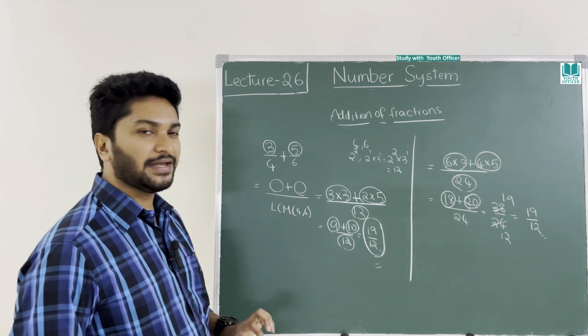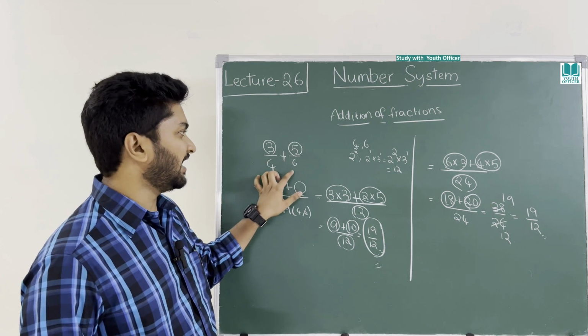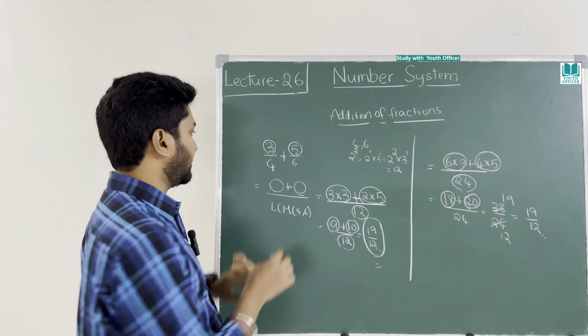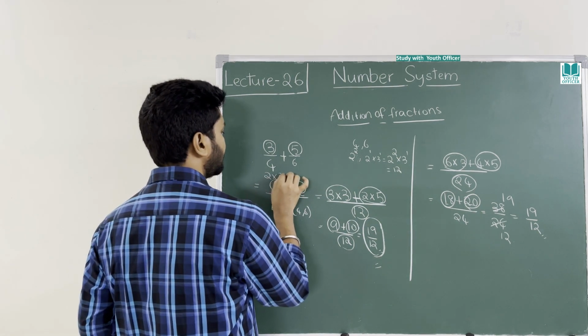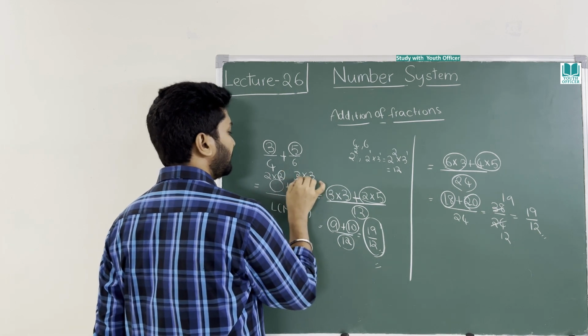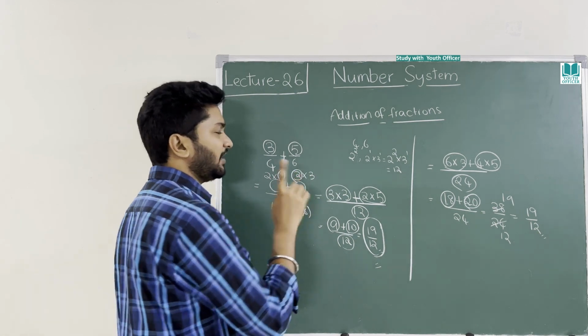That's why I told you when you take LCM, you should not take repetition. If you take directly multiplying, there is a 2 here, 1, 2 is here, here also one more 2. This 2 will be repeating. You have to take only one time.